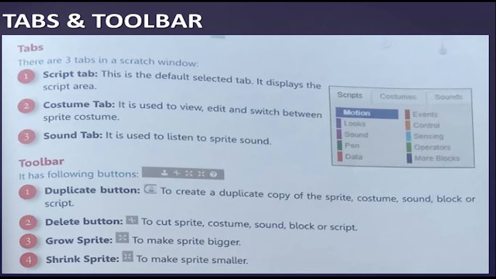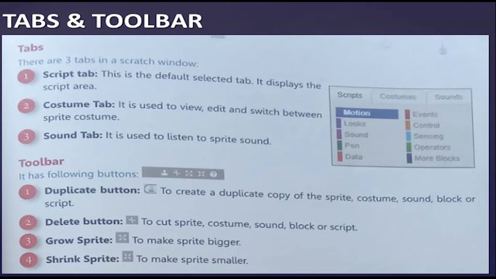There are three tabs in the Scratch window. One is the scripting tab. This is selected by default and displays the script area. Next one is the costume tab. It is used to view and edit the sprite costumes and switch between them. Next one is the sound tab. It is used to listen to the sprite sound. So these three tabs are there: script, costume, and sound.